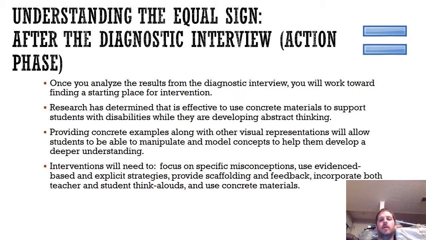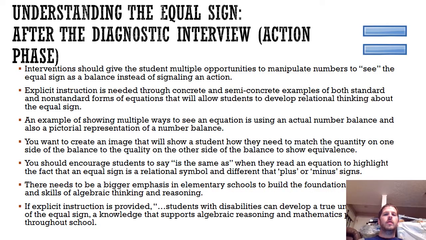Interventions will need to focus on specific misconceptions, use evidence-based and explicit strategies, provide scaffolding and feedback, incorporate both teacher and student think-alouds, and use concrete materials. Next, intervention should give the student multiple opportunities to manipulate numbers to see the equal sign as a balance instead of signaling an action. Explicit instruction is needed through concrete and semi-concrete examples of both standard and non-standard forms of equations that will allow students to develop relational thinking about the equal sign.